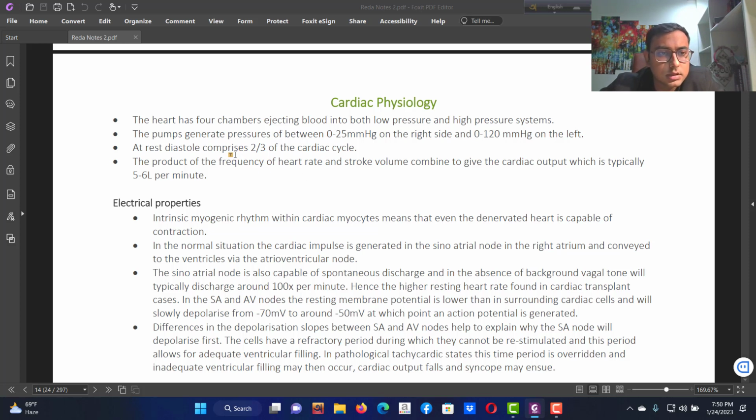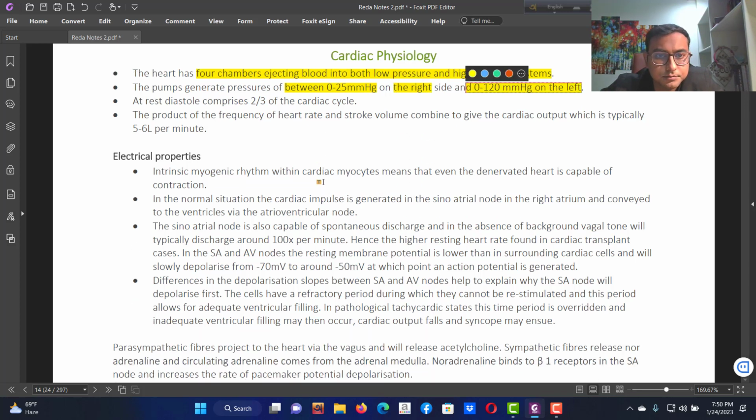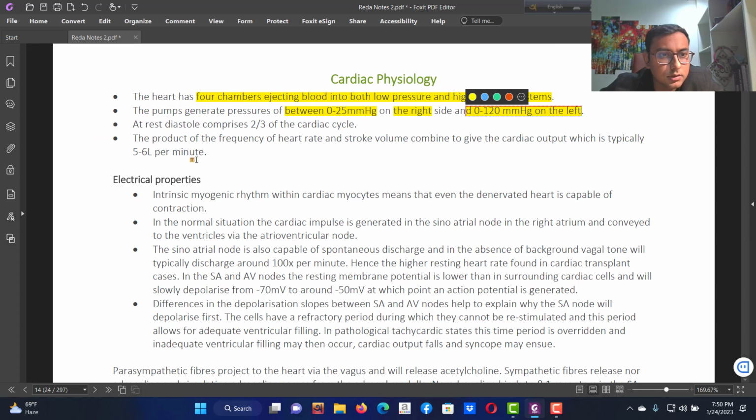So cardiac physiology: the heart has 4 chambers, with both a low pressure and a high pressure system. There are 2 pressure systems ejecting from both. The pump generates pressures of about 0 to 20 millimeters of mercury on the right side, and 0 to 120 millimeters of mercury on the left side. And diastole comprises 2/3 of the cardiac cycle.